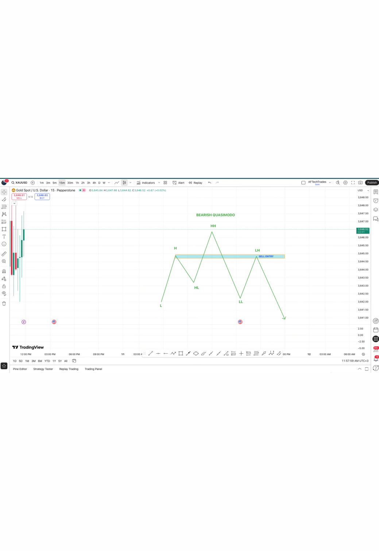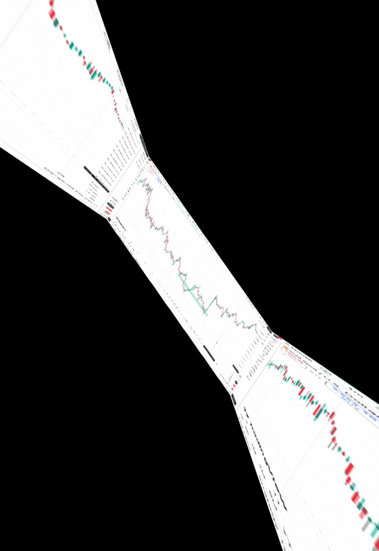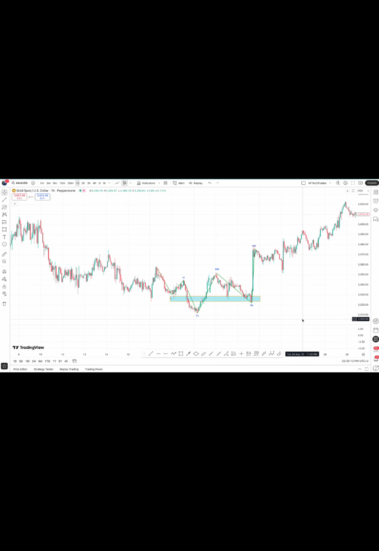The bullish version works in the opposite direction. I will show you right away. Let me give you the example on a live chart.